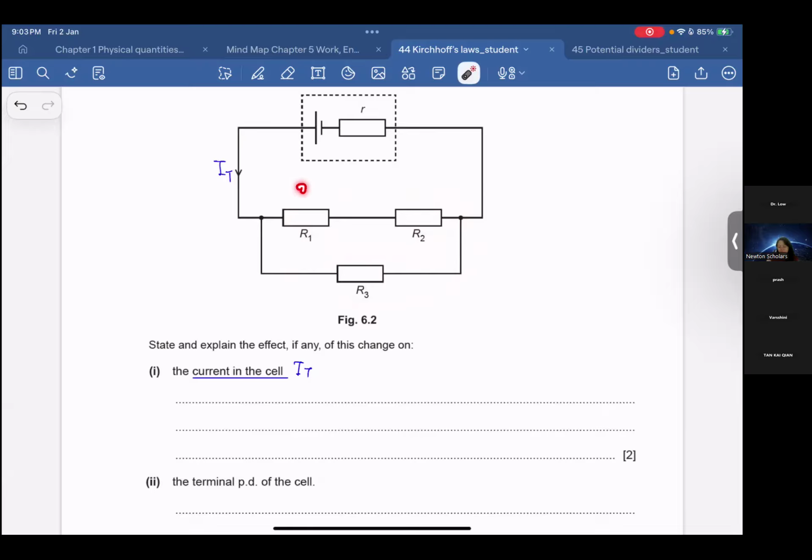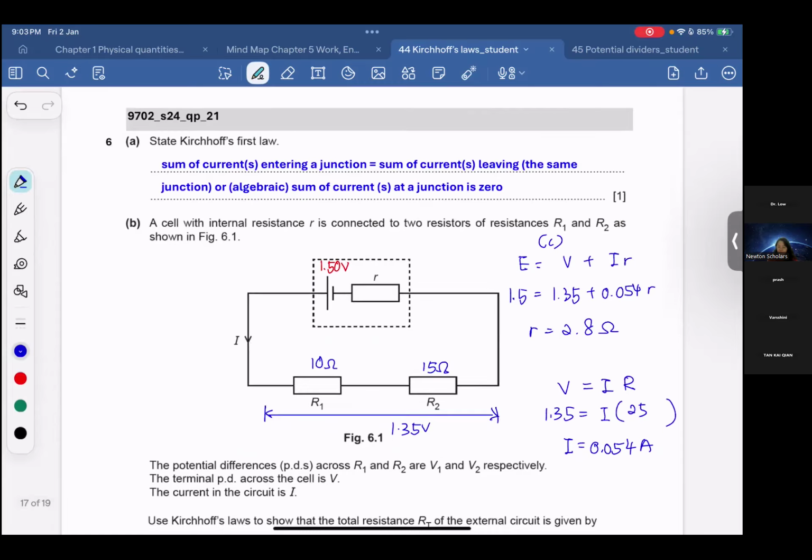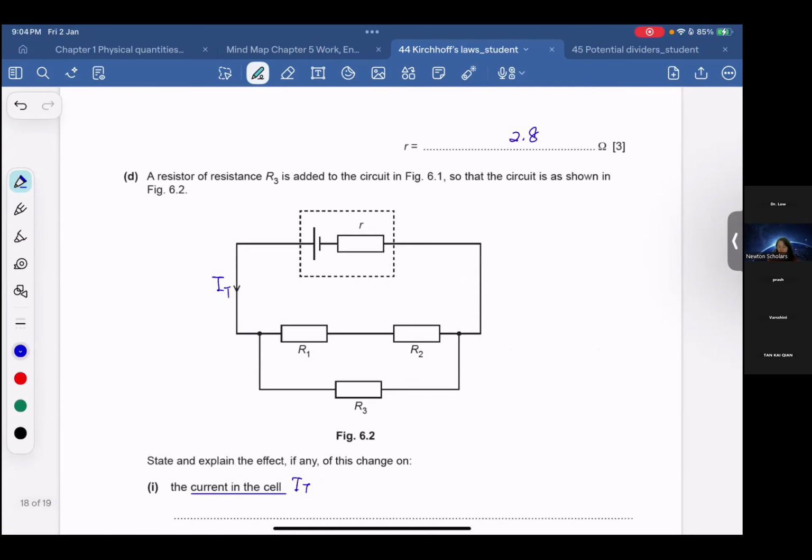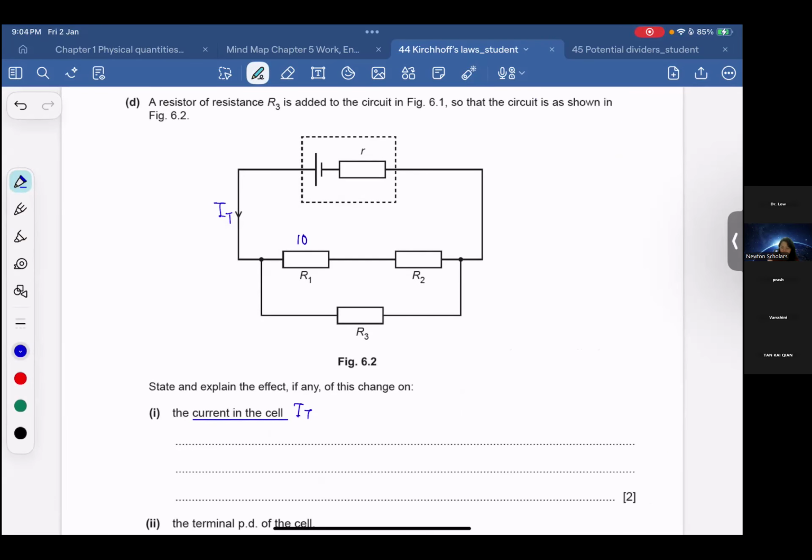Let's say this one is 6 ohm and this one 6 ohm, then you solve it using mathematics and compare the total resistance with just now, when there was only 10 and 15, which is 25 ohm. So does it increase or decrease? You can put whatever value, 10 ohm, 15 ohm, and do the calculation and see. By the way, no need to do calculation.